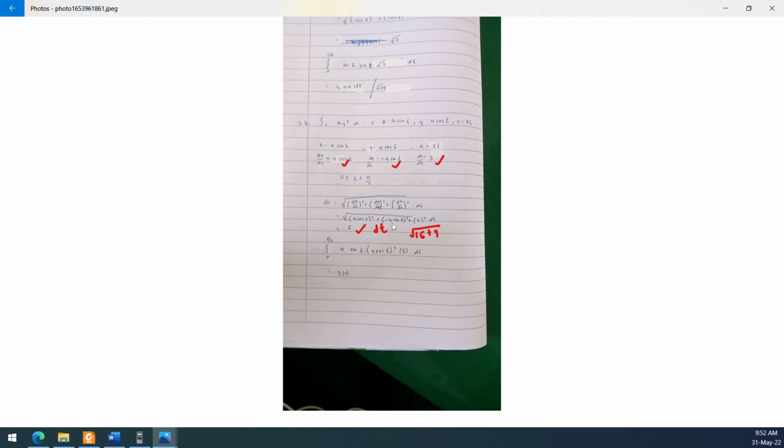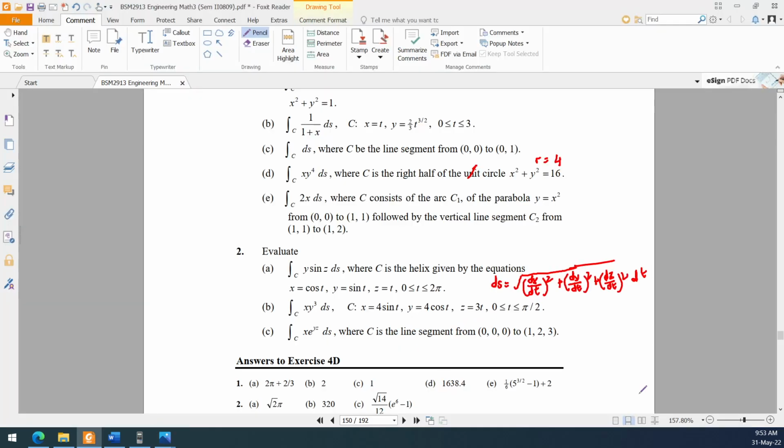Don't forget here, ds is 5 dt. So x is replaced by 4 sin t, and y is replaced by 4 cos t cubed, times 5 dt. And you use a calculator, you obtain the answer 320, which is correct. Those who got 320, congrats, you have done it correctly.